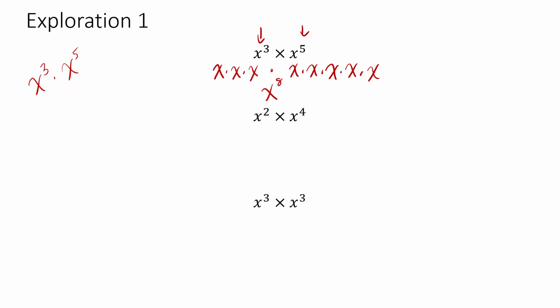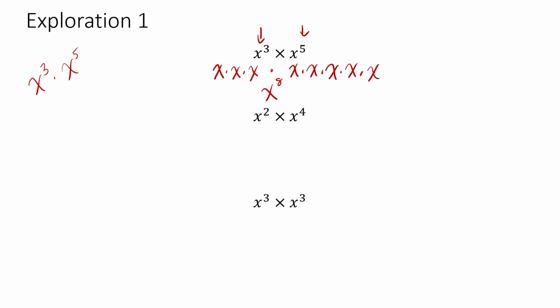So you've got 3 x's and then you've got 5 x's, and they're all being multiplied. That is the only operation that we have happening there. If you remember, the title of this lesson was multiplication properties of exponents. So we're just multiplying, lots and lots and lots of multiplying. Okay, so that was x to the 8th.